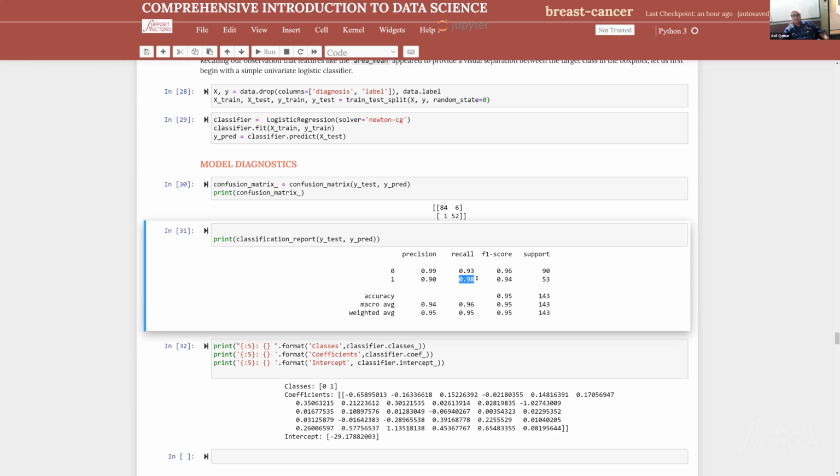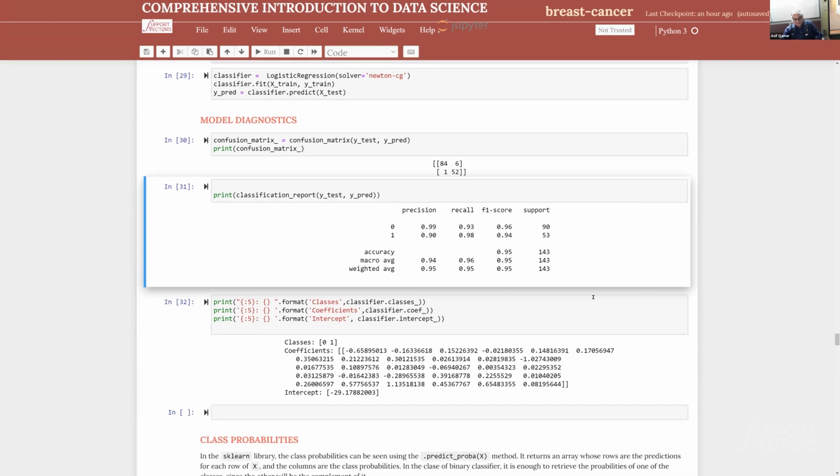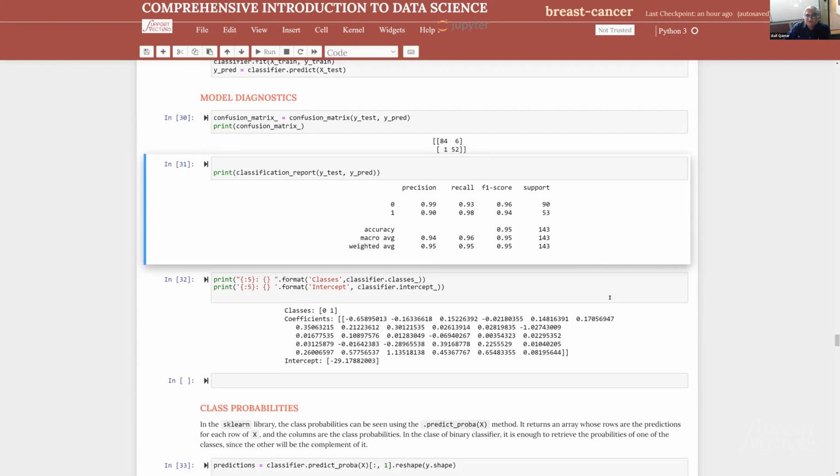Look at our recall, 98%, and our accuracy is 95%, but the recall of the positive case, which is really what matters in a screening test, has gone up dramatically. So you would say it is beginning to look like a useful diagnostic tool at this moment, isn't it? Right.